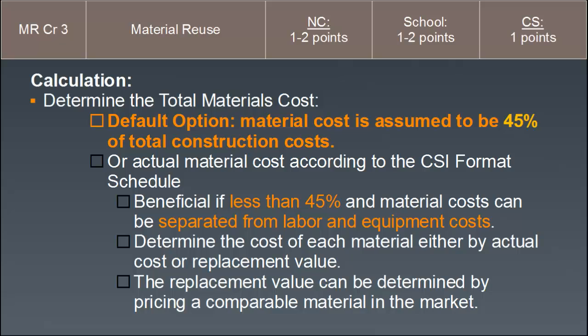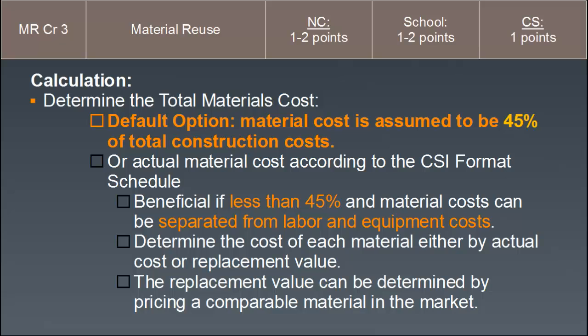In the calculations, you must first determine the total material costs. If you can't get actual costs, you can use the default option, which is 45% of total construction costs. But this is pretty high, so I do recommend getting actual costs, and this is something that needs to be communicated in pre-bid packages and to the subs, that they will have to report their material costs and be transparent about that. It does include all costs to the project other than labor and equipment. You don't want to be getting more credit for contractors moving slowly and paying more.